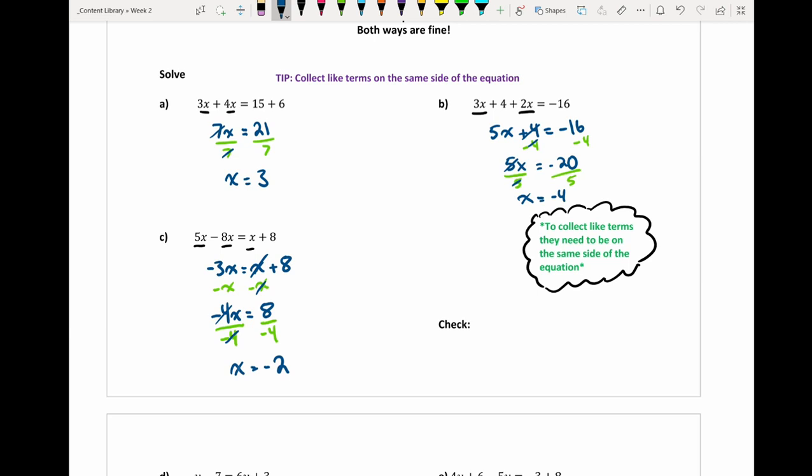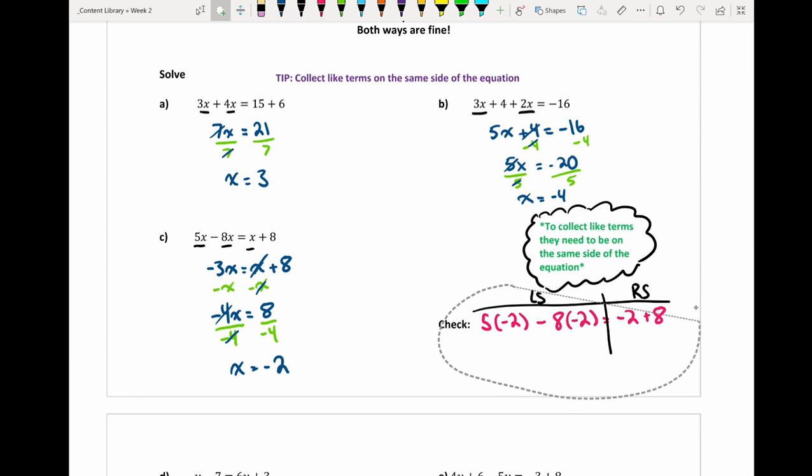If we want to check our answer, again, remember to check our answer, we just sub our answer that we found back into the original equation. So everywhere I see an x, I'm going to replace it with negative 2. So 5 times negative 2 minus 8 times negative 2 equals negative 2 plus 8. And I'm going to check if I kind of make a table out of this. Let me move it down a bit, it's getting a little cramped.